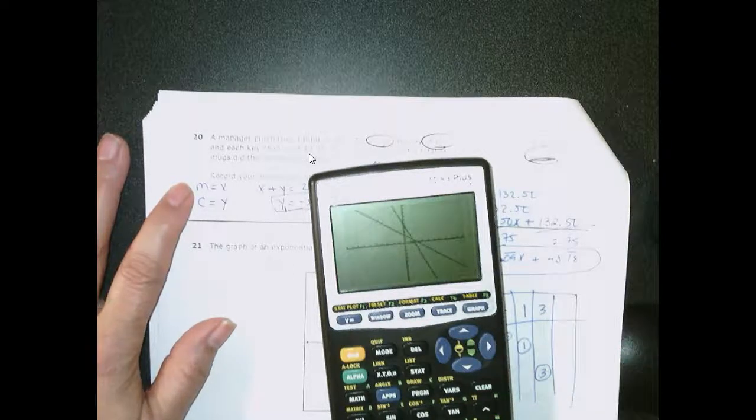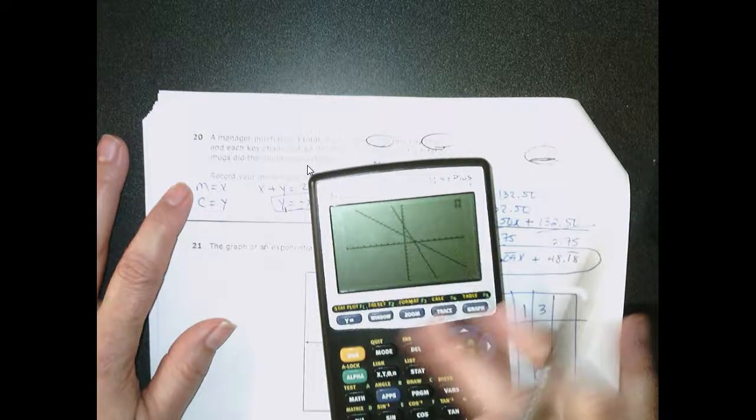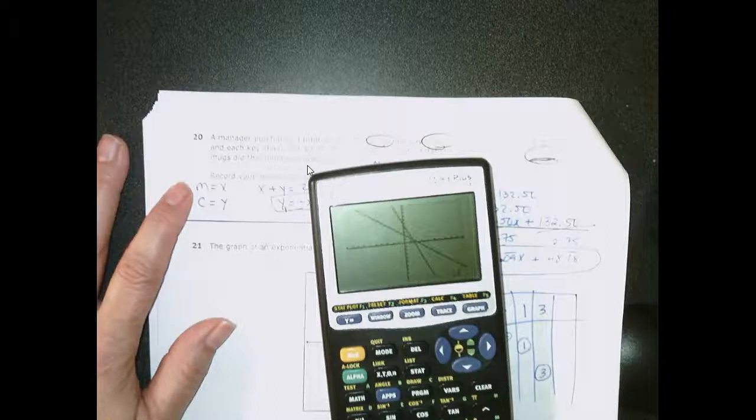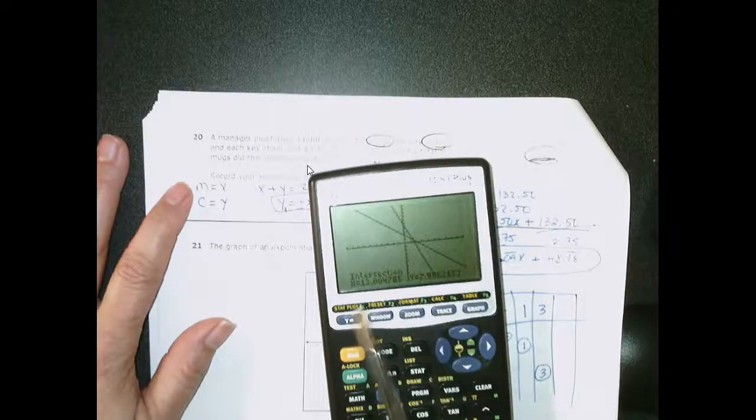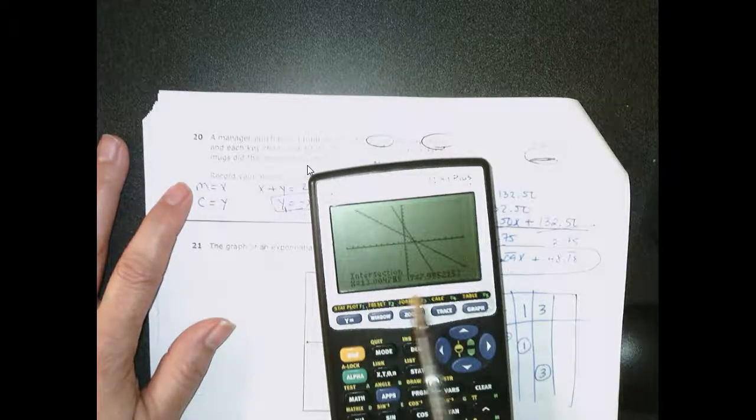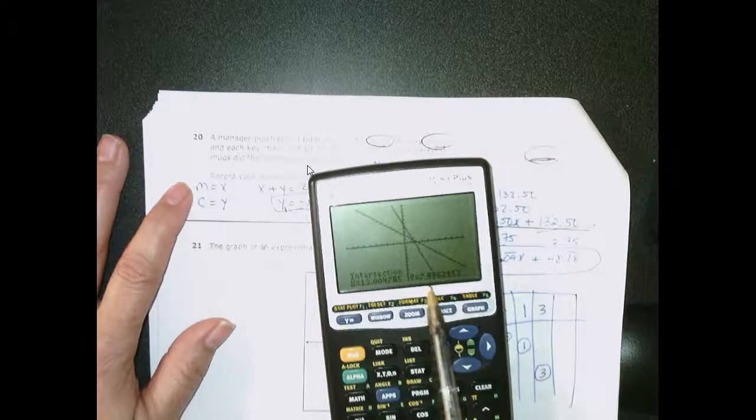My windows are at 100. You can see right there where they cross. So second trace, intersection. You see x is 13 and then y is like 7.99, so that's 8. So on my paper I wrote x is 13, y is 8.